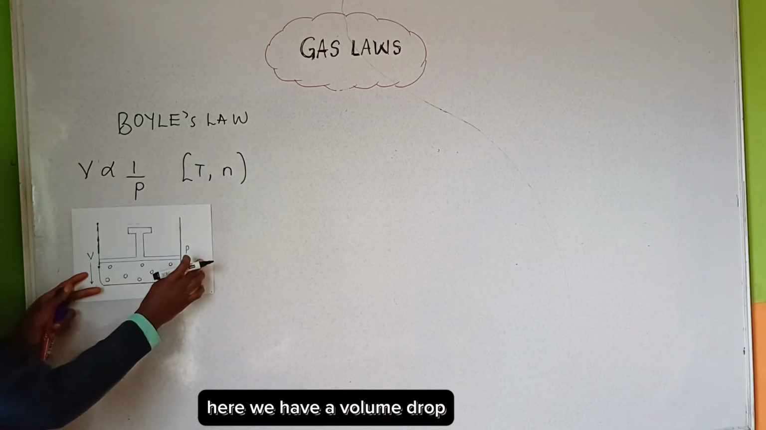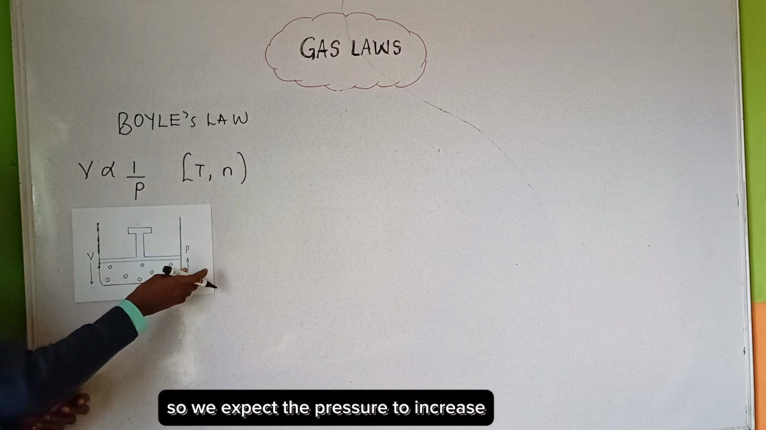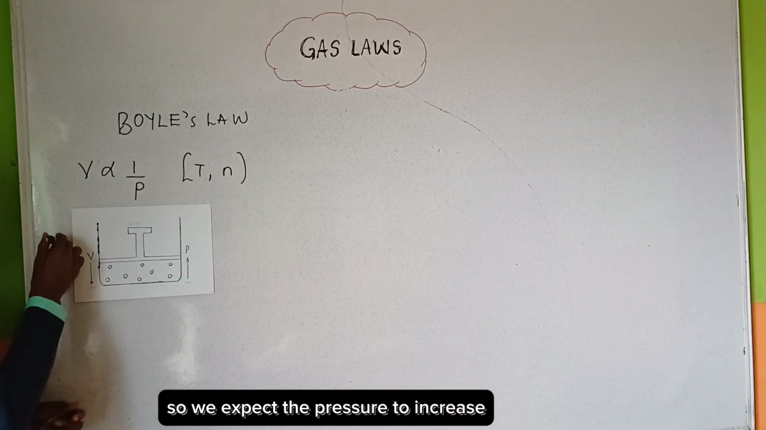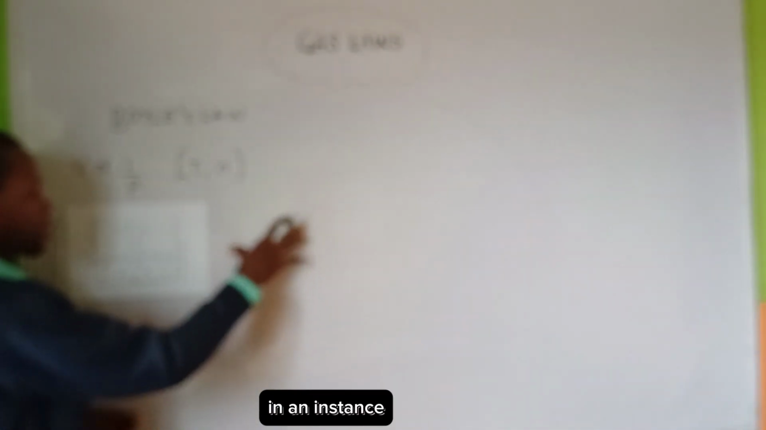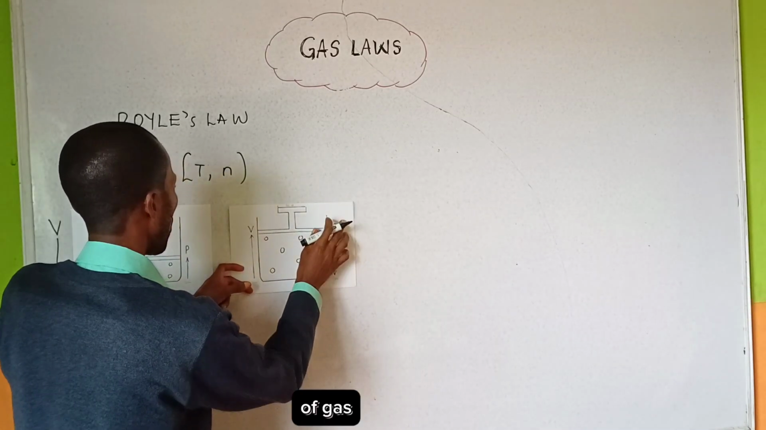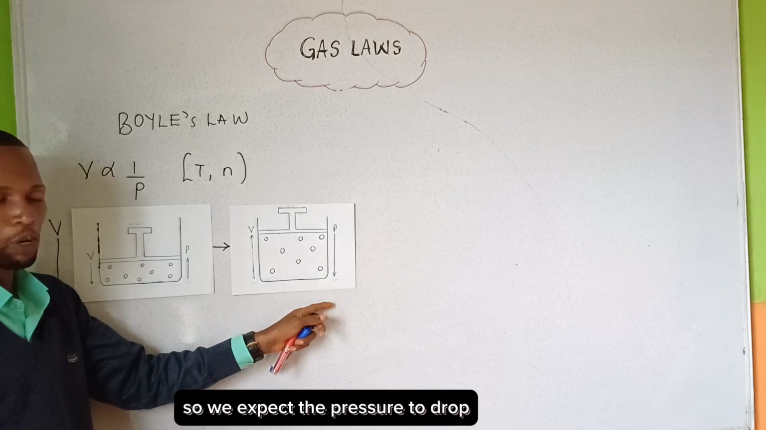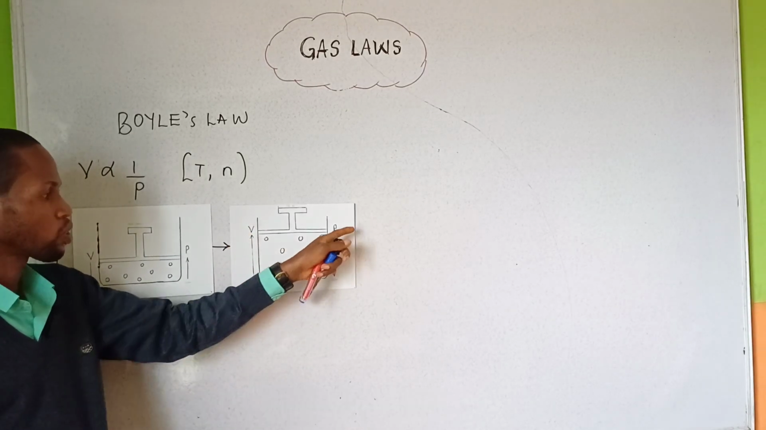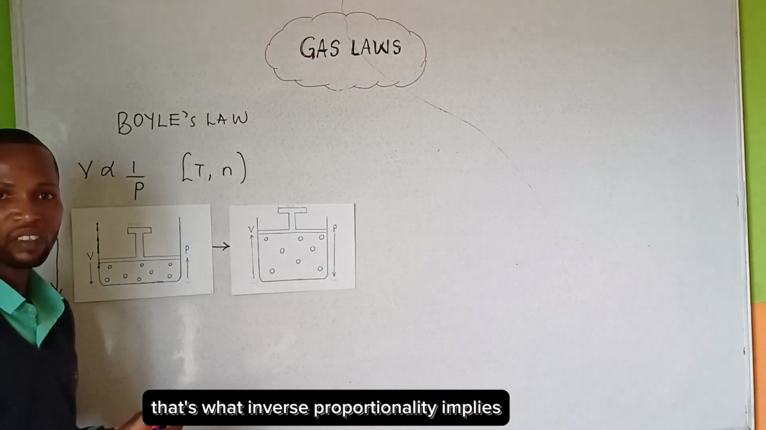Here we have a volume drop, that is a decrease in volume, so we expect the pressure to increase. When volume drops, pressure does what? Pressure increases. So in an instance whereby we have an increase in the volume of gas, we expect the pressure to drop. An increase in volume of gas results in a decrease in pressure. That's what inverse proportionality implies.